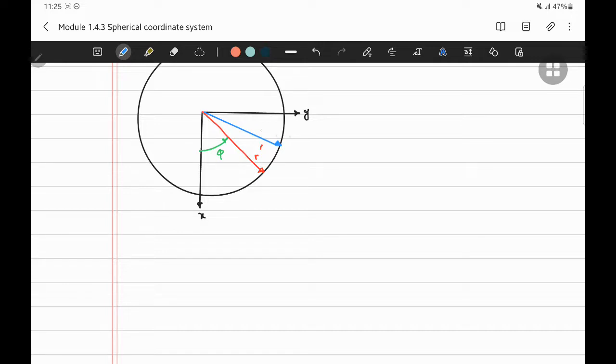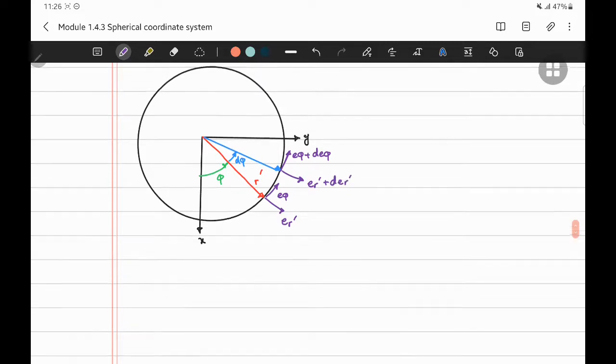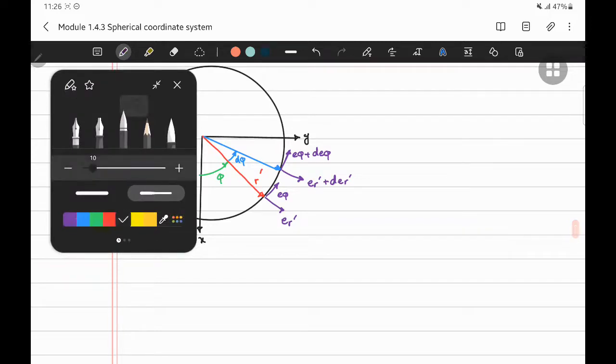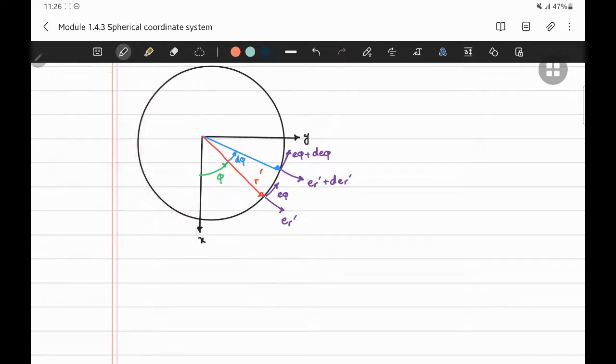So this is d phi, for example. This is er prime. This is e phi. This is e phi plus d e phi. And this is er prime plus d er prime. So it is like the spherical coordinate, it is like the polar coordinate system.